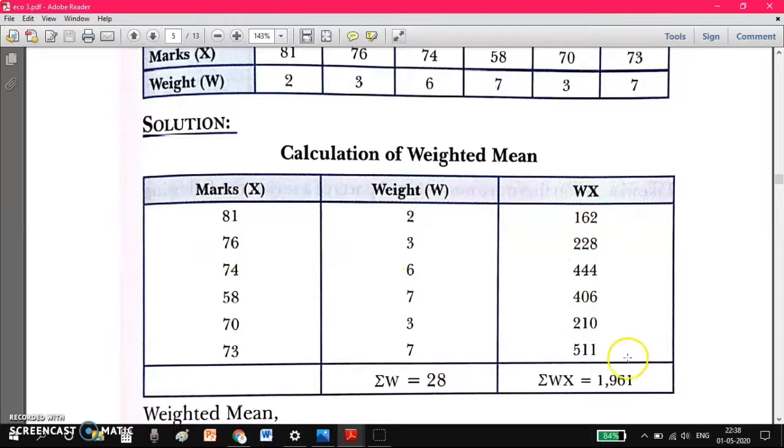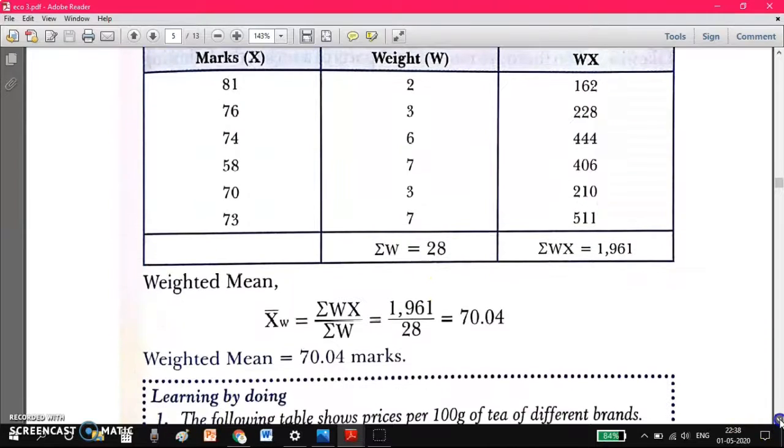So what you will do, you will multiply each and everything and do the calculation of Wx, and we'll divide them. How will we divide? We'll use the direct method formula, but instead of f we'll write W. It's a direct method. Mean W is equal to summation Wx by summation W. After multiplying all the series we added them, so we'll divide the summation of Wx by the summation of W, which is equal to 70.04. So this is very easy. This is called the direct method.